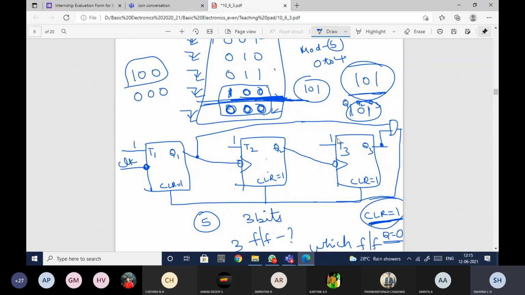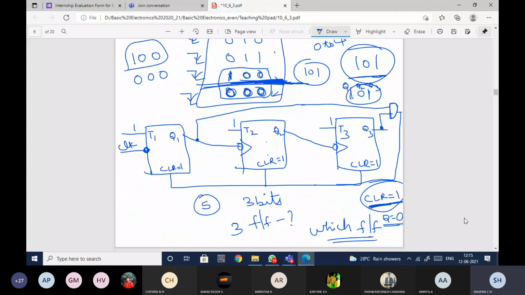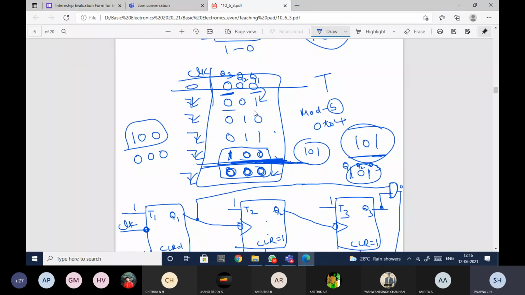So what happens here? Let us check. In all the cases, the output of this AND gate will be equal to 0. Just check Q1 and Q3. Q1 is 0 and Q3 is 0. So 0, 0, the output will be equal to 0 only. So that 0 will be given to all the CLR values, so it will not affect. Next 0, 1 and 0, 1, the output of the AND gate will be 0 only. So still clear is not equal to 1, so it will not affect.